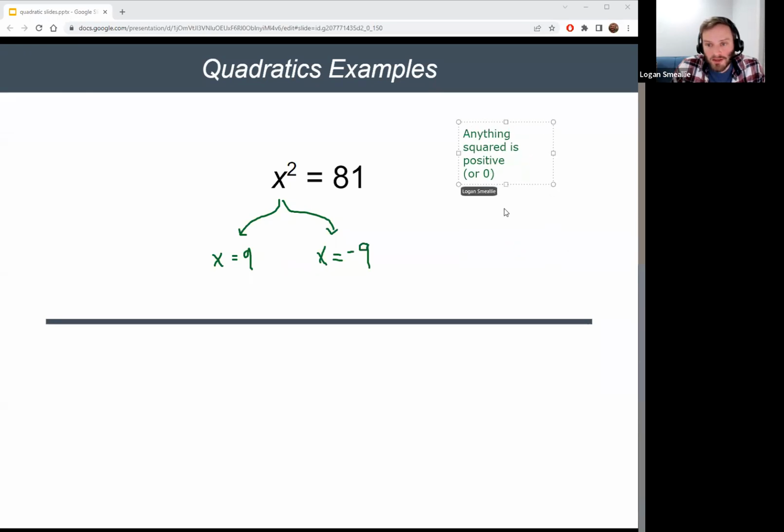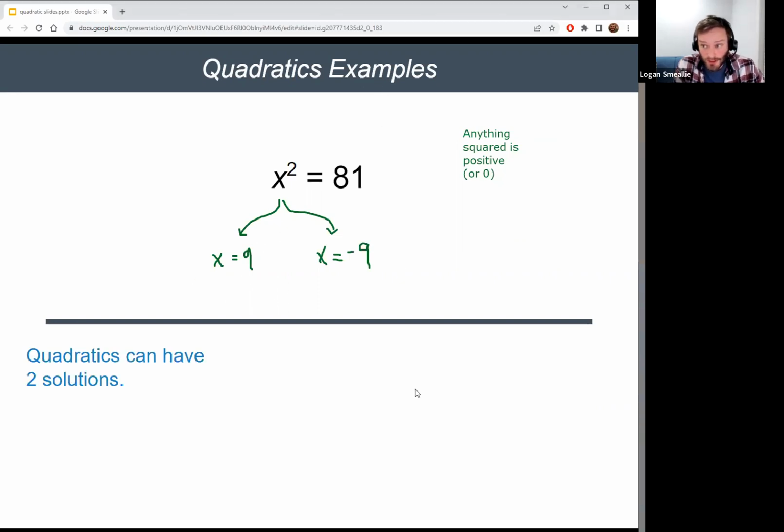And this simple fact is going to come in handy for us a couple times. And this simple demonstration here starts to show us the first reason why quadratics are weird, and really the main one, which is that quadratics can have, and often do have, two solutions. So we have to do a little bit more work than usual to uncover both of the possible solutions.